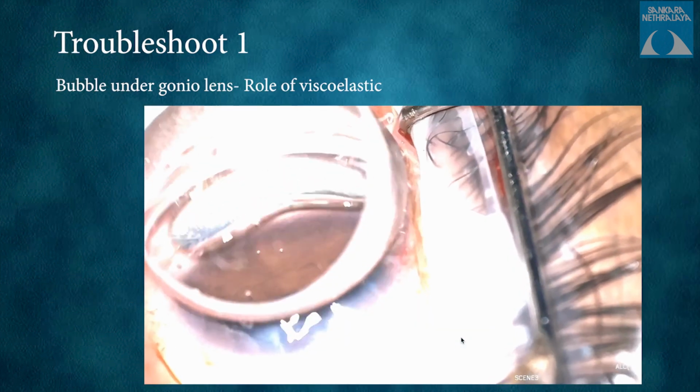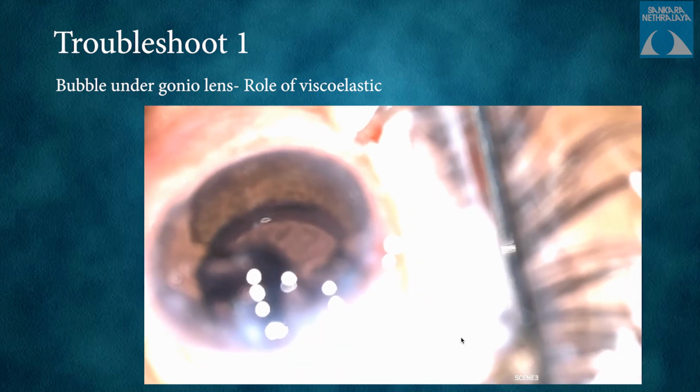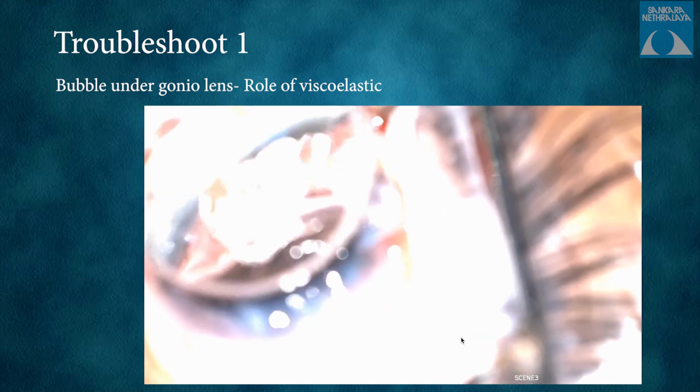This video shows that if the amount of viscoelastic substance placed beneath the lens is less, it can lead to creation of bubbles, which can be overcome by placing a good amount of visco there.